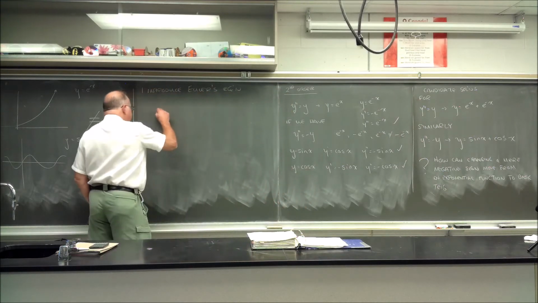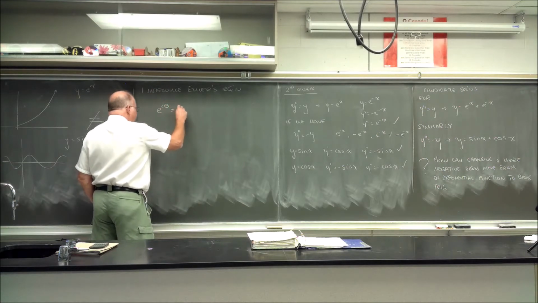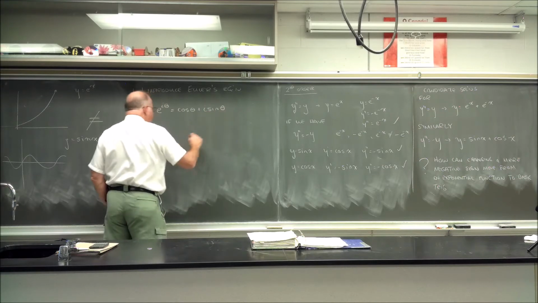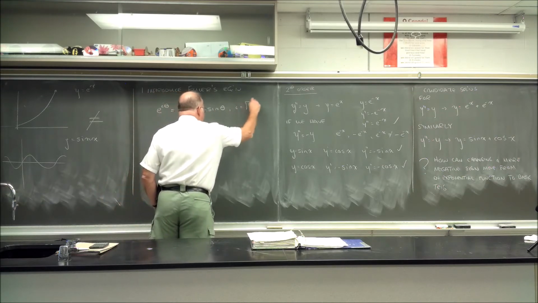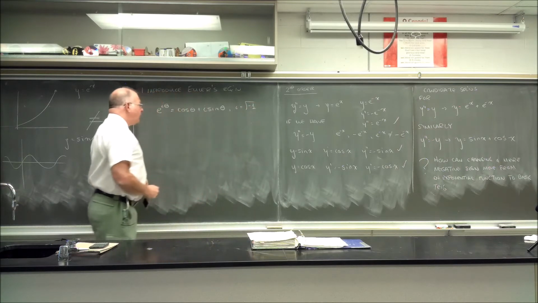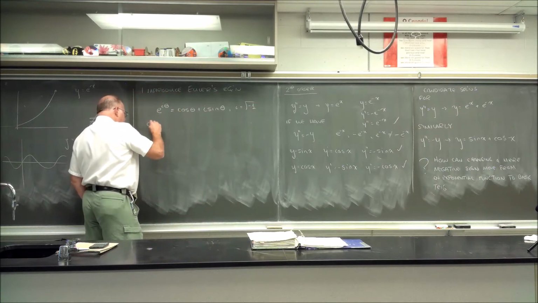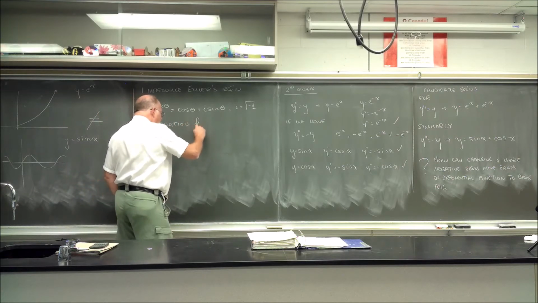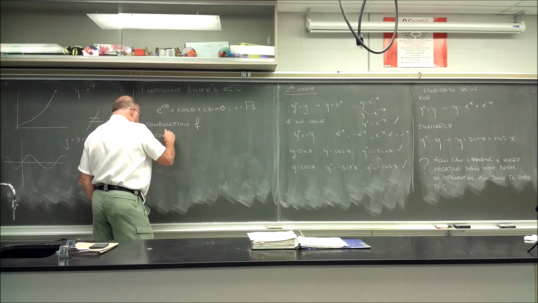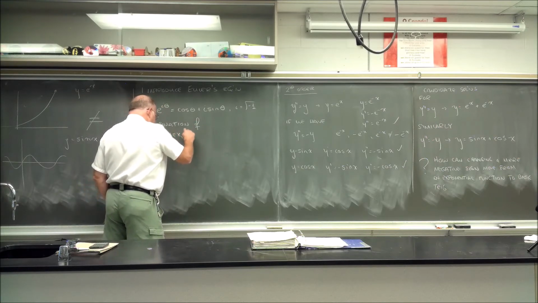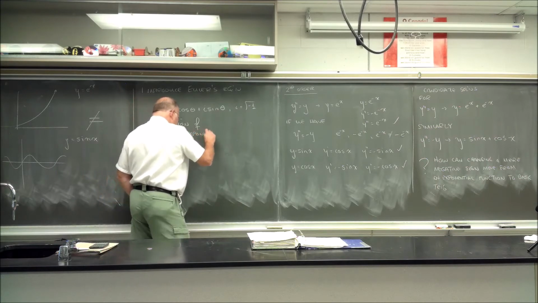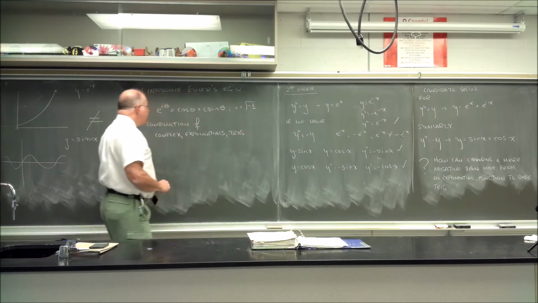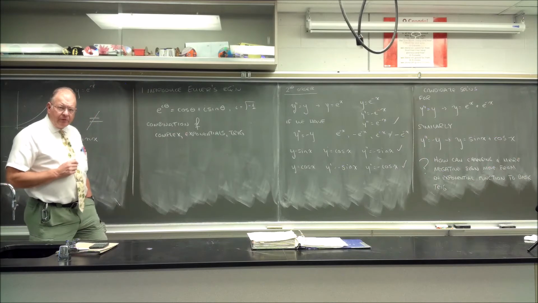And we have here e to the i theta is equal to cos theta plus i sine theta, where i is equal to the square root of negative 1. So here you have a combination of complex exponentials and trig, all in the same little spot here, kind of like a Rosetta Stone.